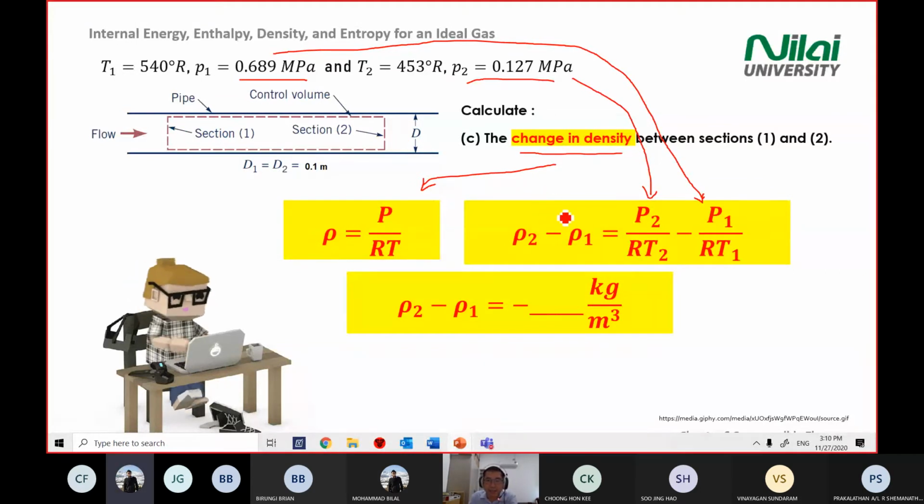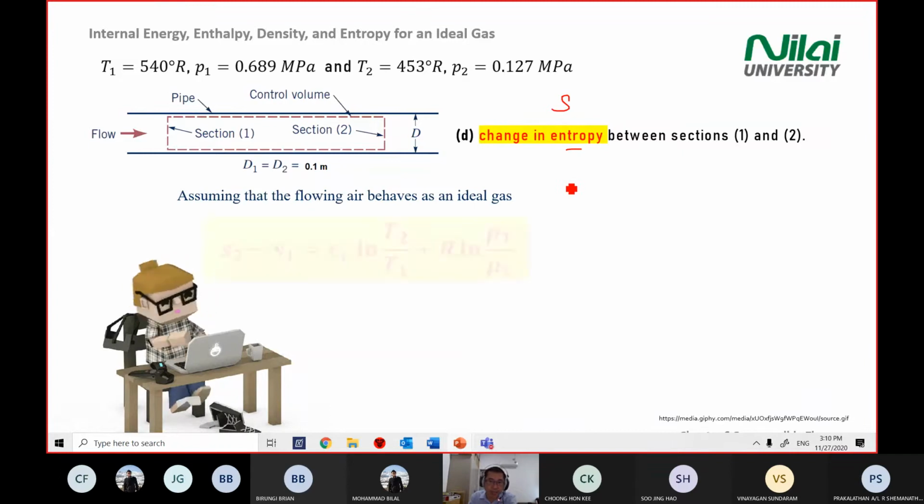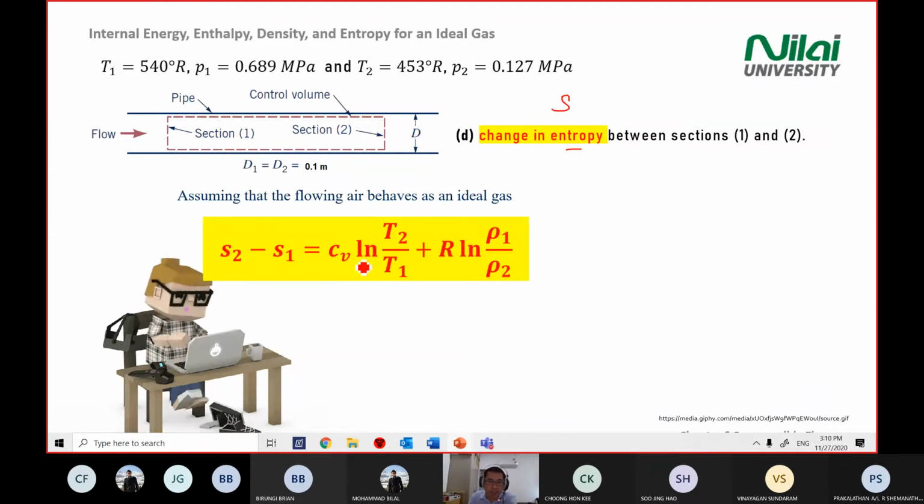Okay, so should be fine for C. Forward. The next one is entropy. So entropy is our S. Know that we have two equations for delta S. We have Cv and Cp. Just now we have two equations for this one. So I'm going to show you the first one. The first one we are using Cv.